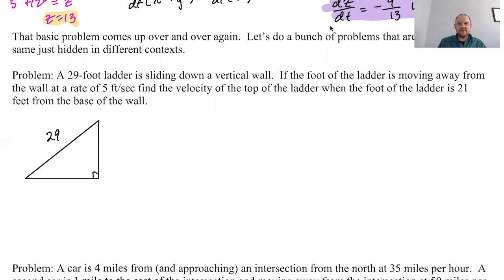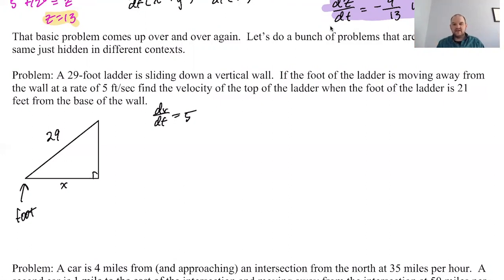The foot of the ladder is moving away. So I'm going to say this is x, and this is the foot of the ladder. The foot of the ladder is moving away from the wall at a rate of 5 feet per second. What does that mean? If at t equals 0 you're 2 feet from the wall, then at t equals 1 you will be 5 feet. You got longer, right? So this is telling us dx/dt is positive 5. Why is it positive? Because it's getting longer over time. You need a positive rate for that to happen.